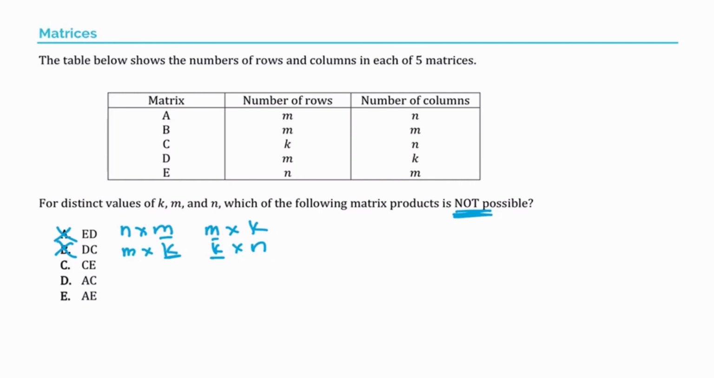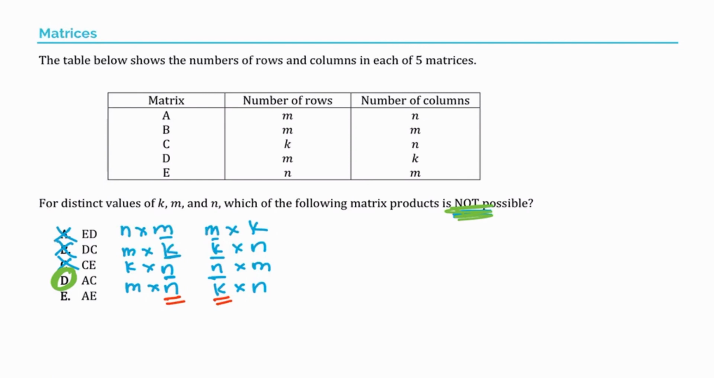C, matrix C is a K by N. Matrix E is N by M. Aha, we're matching on that inside. That means we can multiply. What about option D? AC, matrix A is an M by N. Matrix C is K by N. Well, guess what? We cannot multiply because that N and K don't match. So if we're looking for the one that's not possible, D is not possible. We cannot multiply matrix A times matrix C, which, by the way, is different from doing matrix C times matrix A. So you have to always make sure that you preserve the same order.